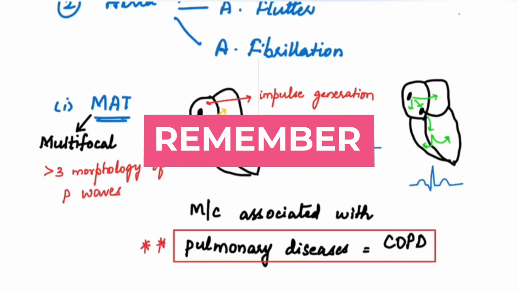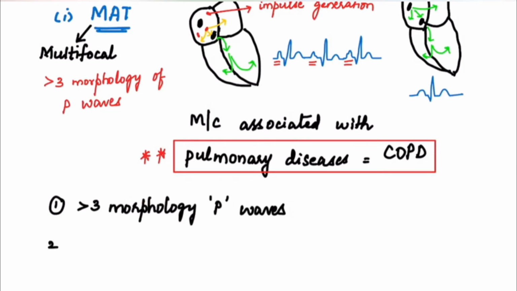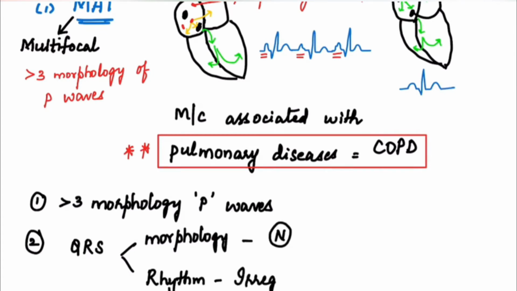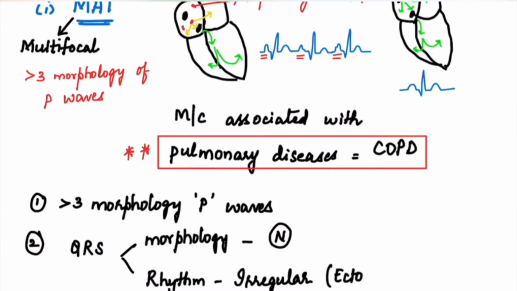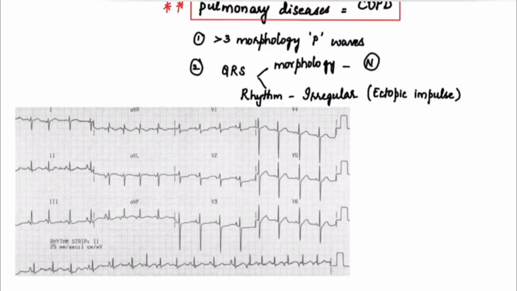This is very important to remember because this could be a hint given in the question. So remember, there are more than 3 morphologies of P waves, and the QRS complexes will have normal morphology, that is narrow complexed, but the rhythm will be irregular because this is produced from some ectopic foci generating in the atria. So it causes an irregular rhythm. Now let's look at an ECG.